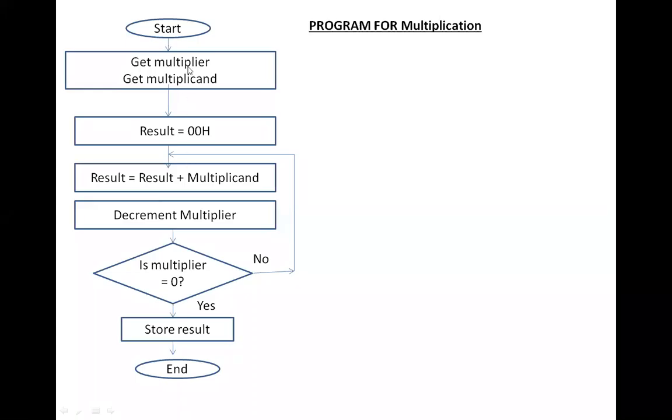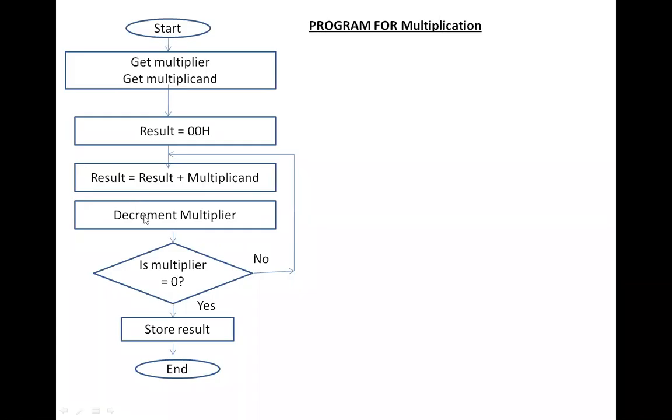Suppose the multiplicand is 6 and the multiplier is 4. The result will be 6 in the very beginning, and then we decrement the multiplier. The multiplier was 4; when we decrement it, it becomes 3. Now we check whether the multiplier has become 0. No, it is 3, so it is not equal to 0. If it is not equal to 0, it will go back and do result equals result plus multiplicand. The result was 06 and the multiplicand is 06, so 06 plus 06, the new result becomes 12.